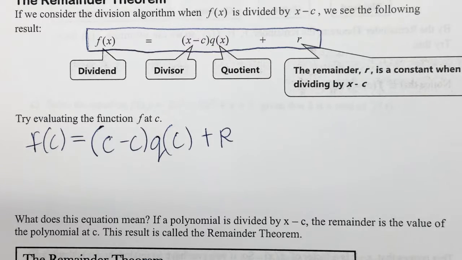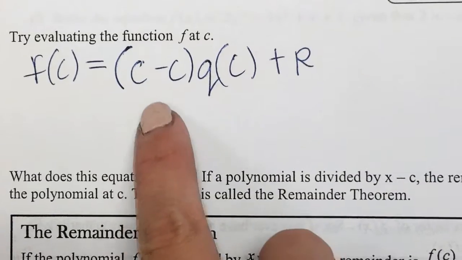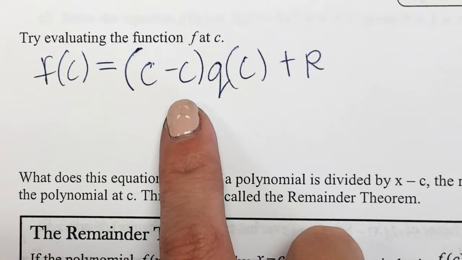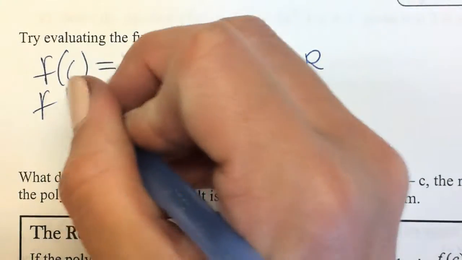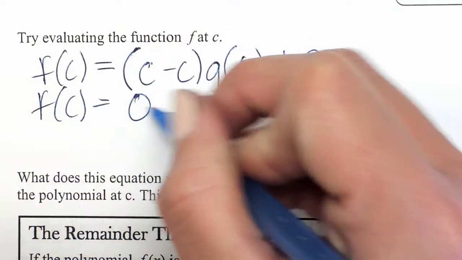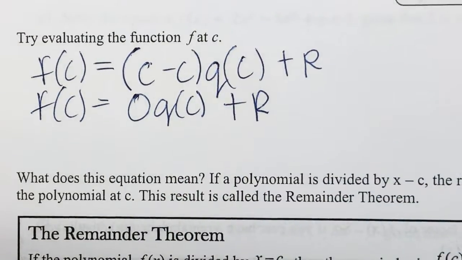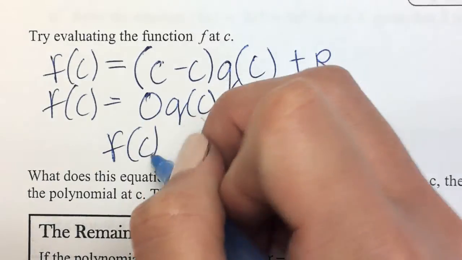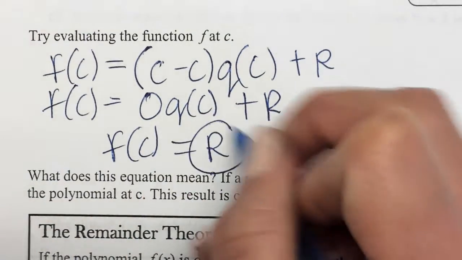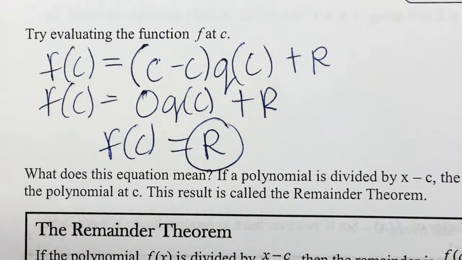And now let's evaluate it, just meaning clean it up. What's this part going to do? It's going to go away, to what? 0. So let's rewrite: f of c equals 0 times q of c plus r. So what are we going to be left with? Just r, which is our what? What does that r stand for? Remainder. Good.